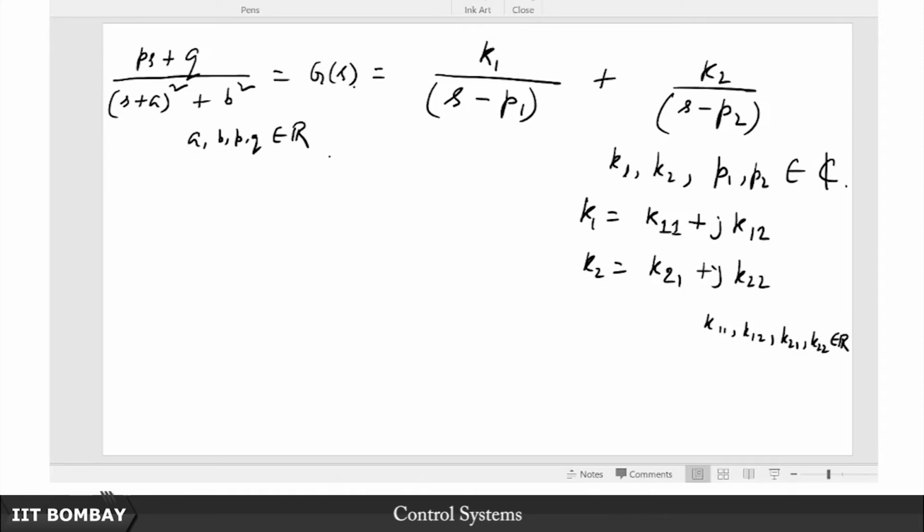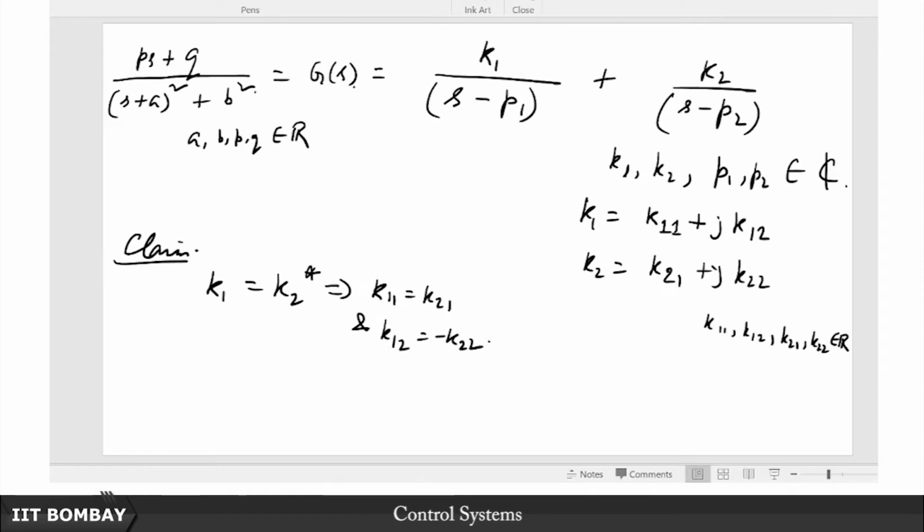Okay. So now the claim is that k1 is equal to k2 conjugate. It is not very difficult to see, I will just point out how this can be easily seen. In other words, what we are claiming is that k11 is equal to k21 and k12 is equal to minus k22, right. So now how do we see this?